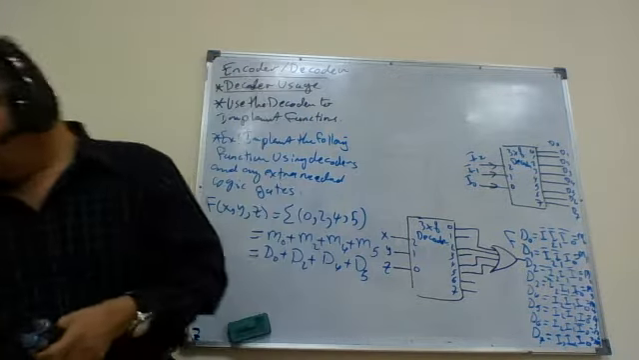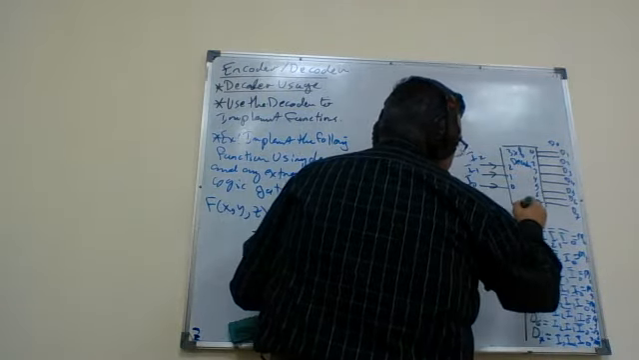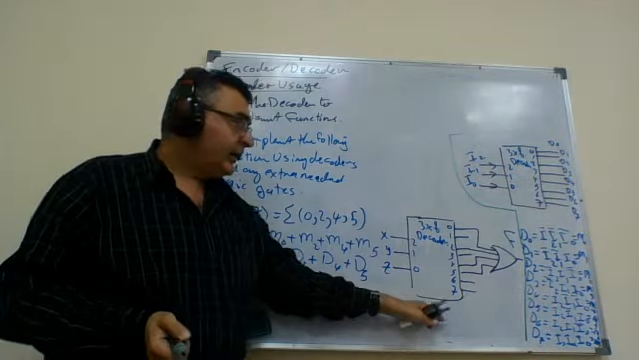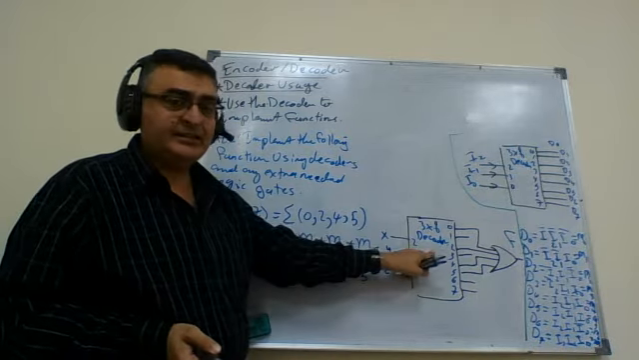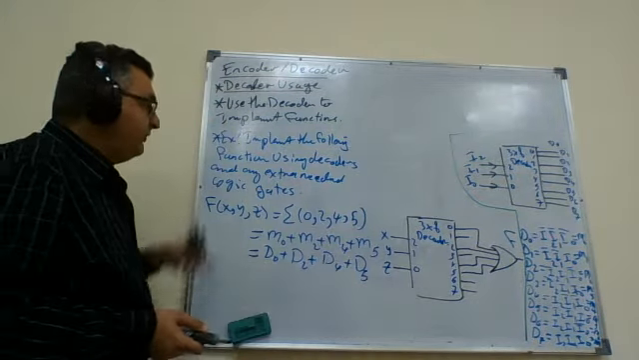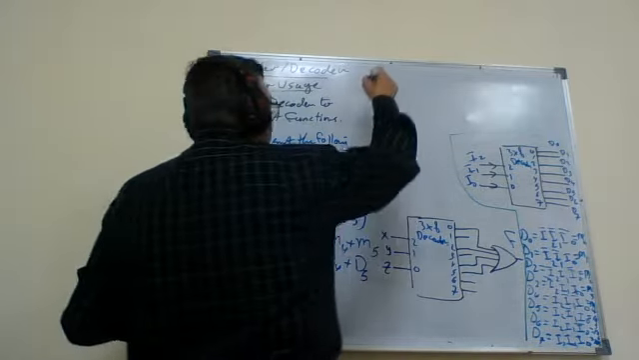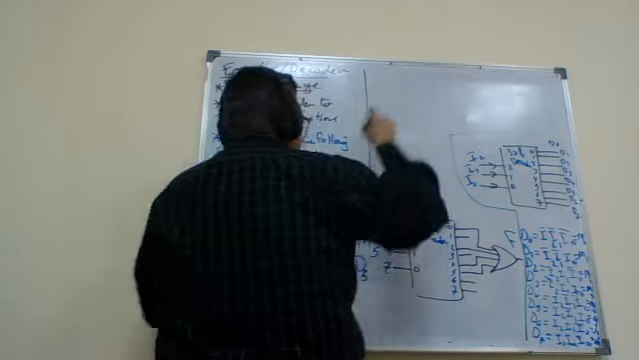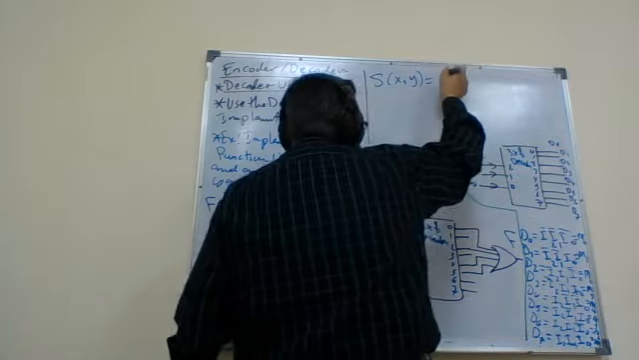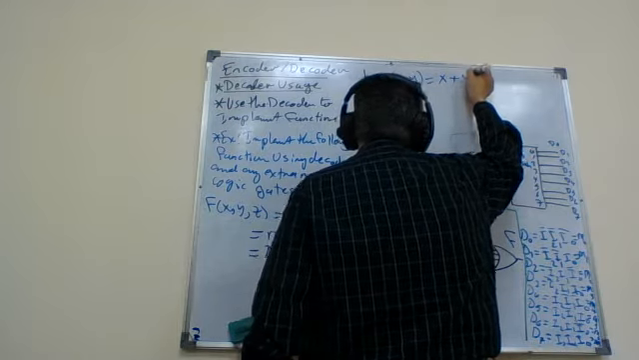So basically, with the help of an appropriately sized decoder and an OR gate, I can implement any function of 3 variables. What if you give me another function? Let's take another example. You give me another function G, a function of X and Y, equals X or maybe Y.